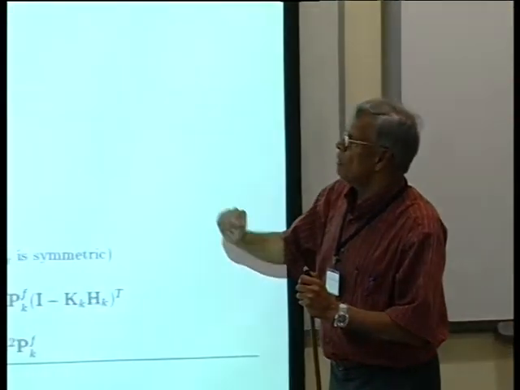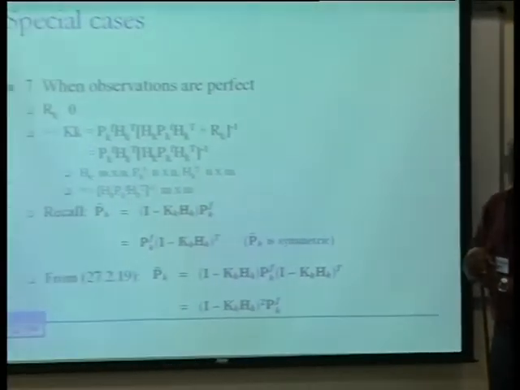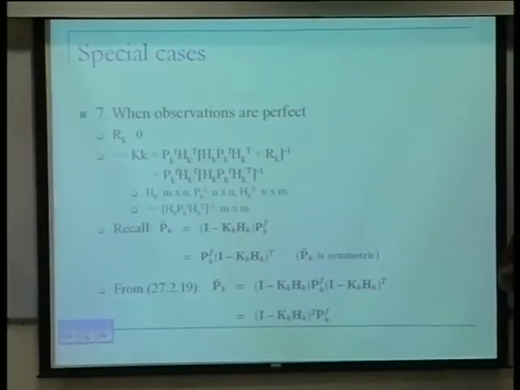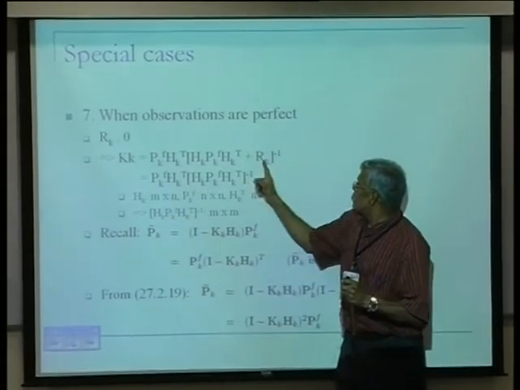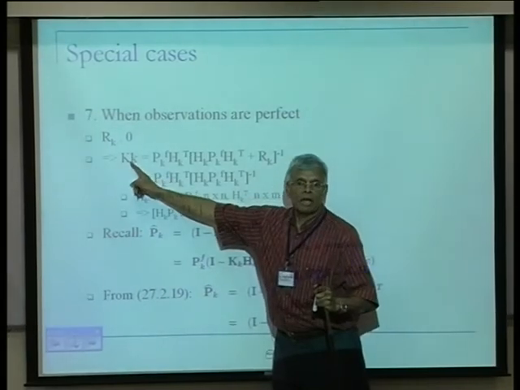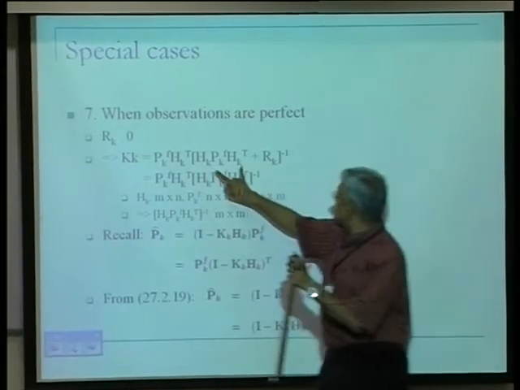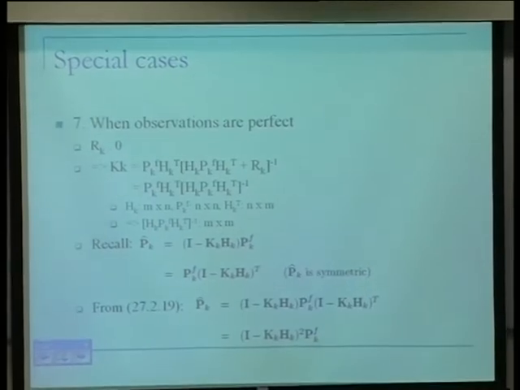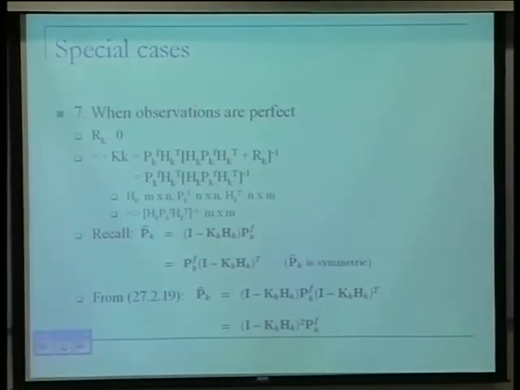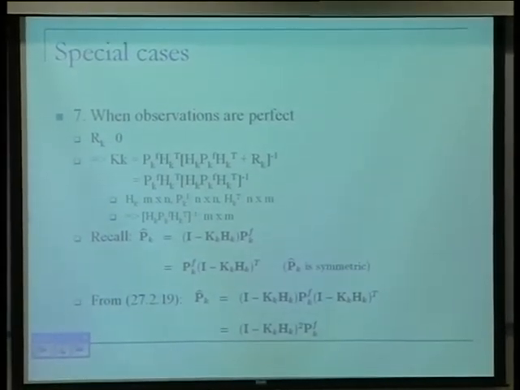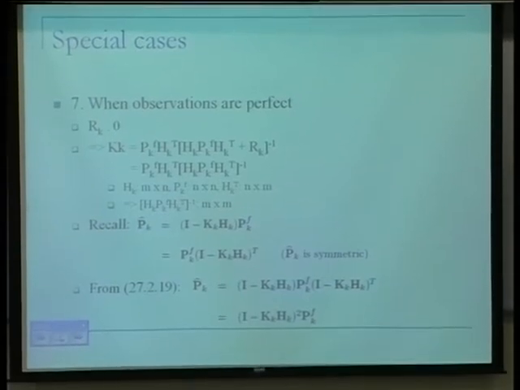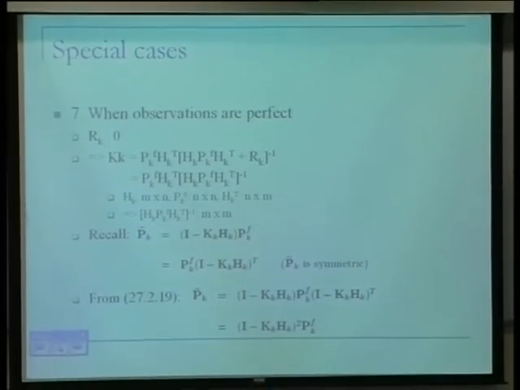I'm going to discuss this for a moment now. Suppose the observations are perfect. Rk is 0. Rk arrives in here. Rk determines my Kalman gain. So what is this matrix? So let us look at that matrix. Hk Pk hat Hk transpose plus Rk inverse. So this is m by n.